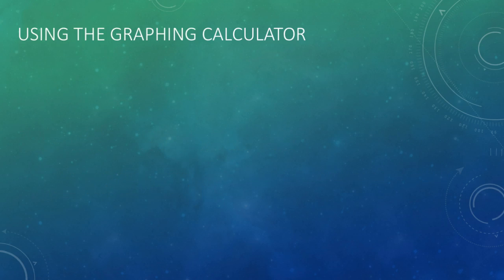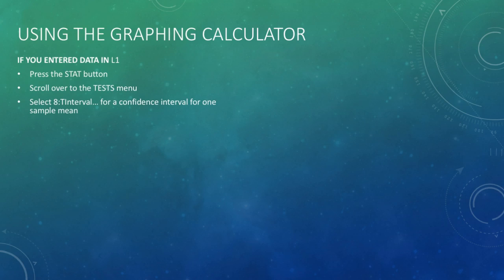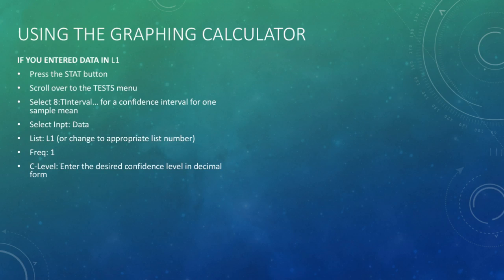As before, we can actually get all of those answers directly from the graphing calculator pretty easily. If we entered the data in list 1, which you have to do to find the mean and standard deviation anyway, you can press the stat button, go over to the test menu, and you are looking for number 8, which is a t-interval, since this is the t-distribution, and it assumes that you're looking for a confidence interval for one sample mean. If you select the input of data, there's 2 choices there, data and stats. If you use data and your list is list 1, assuming that's where you put your original values, the frequency is 1, you're not multiplying them by anything.